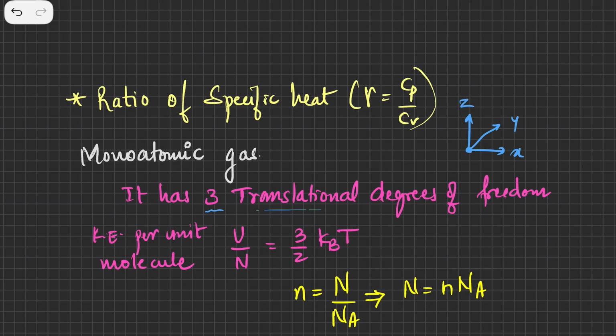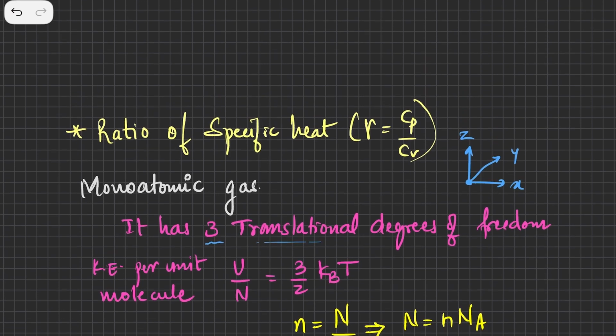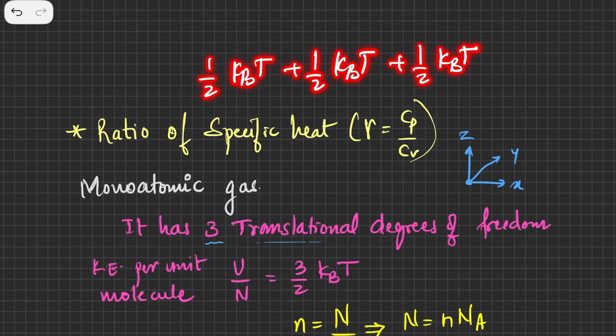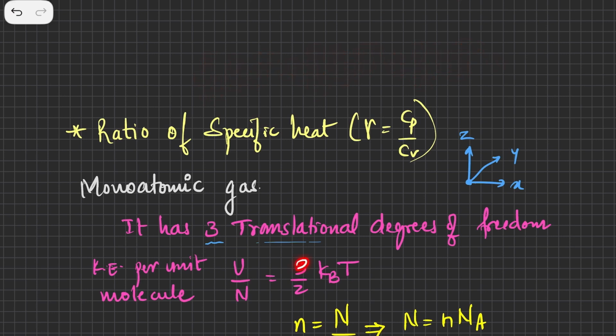In the video just before this, I discussed the law of equipartition of energy, which says that every degree of freedom will bring half kBT of energy. Because it has three translational degrees of freedom, it is going to have half kBT for the x-axis, plus half kBT for the y-axis, plus half kBT for the z-axis. So with that you have 3/2 kBT for a single molecule which is trying to move in the x, y and z directions.